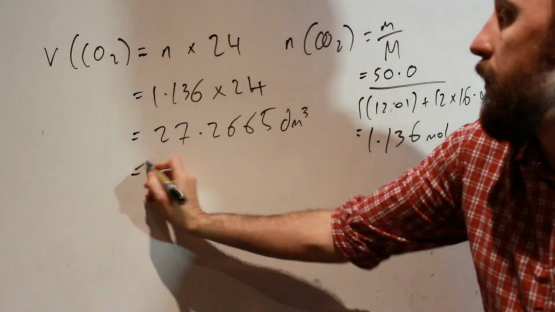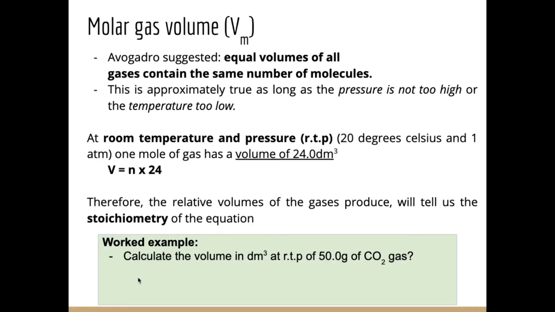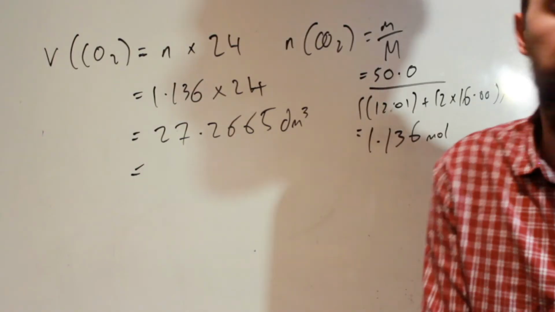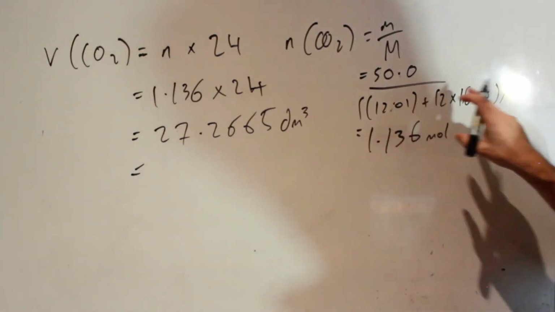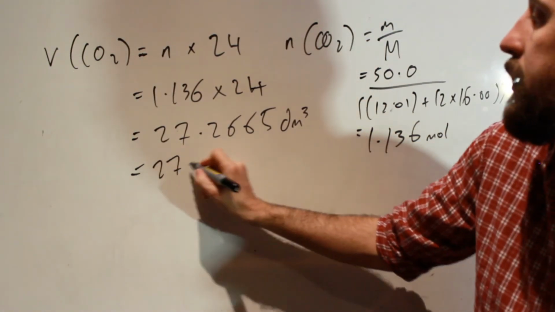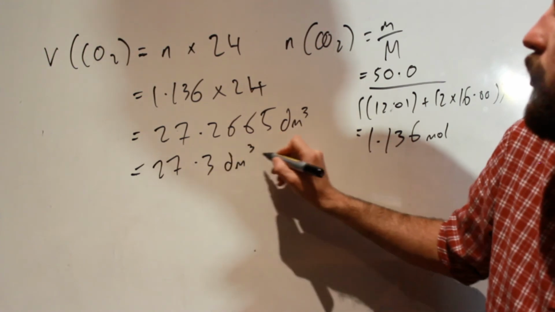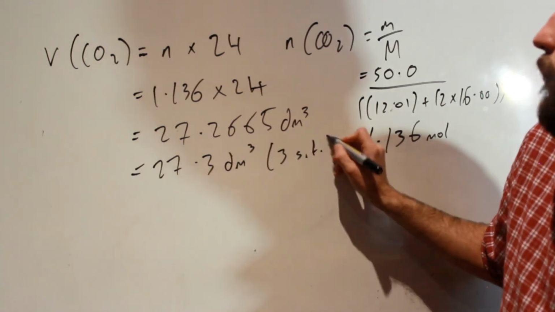Now we can look at the significant figures. In the question, we are given values with 1, 2, 3 significant figures here. On our periodic table, we had 4 significant figures and 4 significant figures. So our answer is going to be to 3 significant figures, 27 point, that's going to round up, 3 decimeters cubed, 3 significant figures.